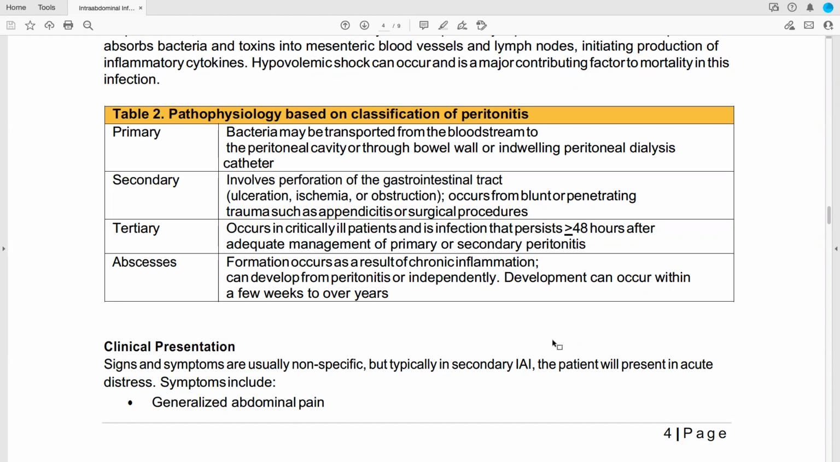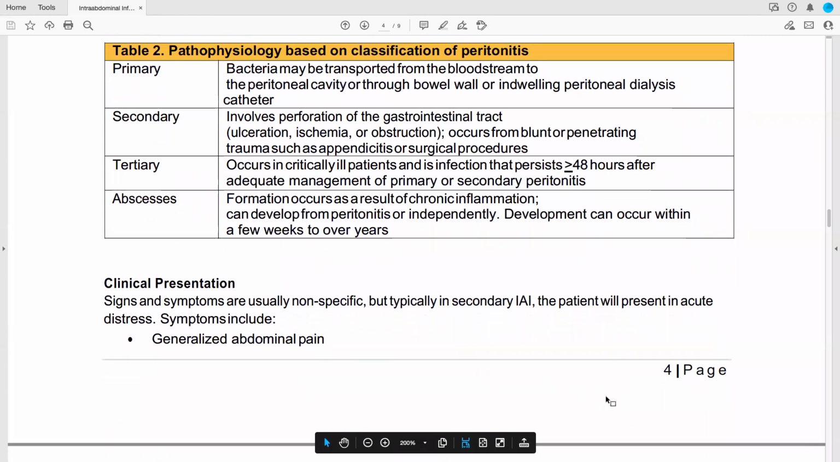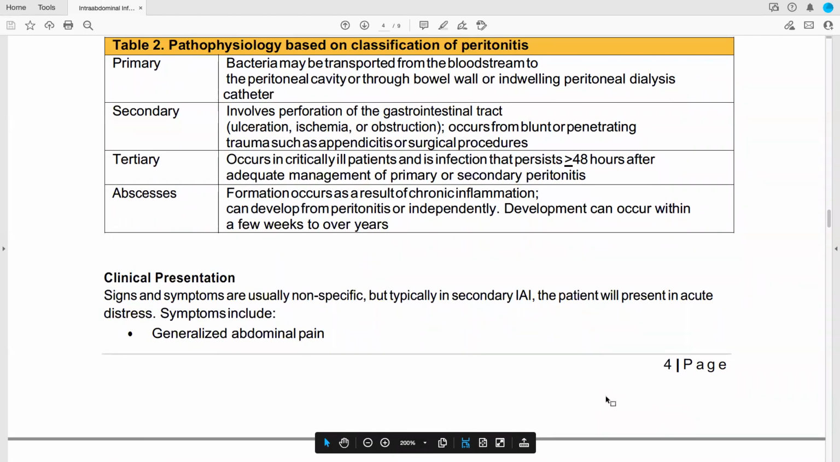And then you can also have an abscess. The abscess is just formation of chronic inflammation that can develop from peritonitis or independently, and that can be right there in that peritoneal space. That development can be over time. But the abscess will typically require drainage, and then after that drainage, you'll give the patient antibiotics.